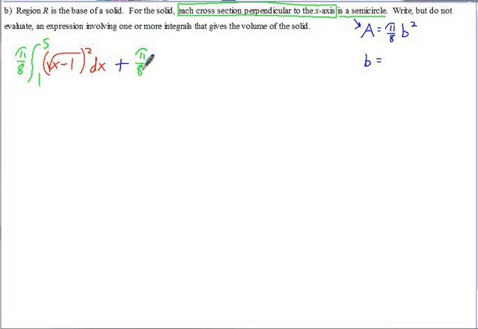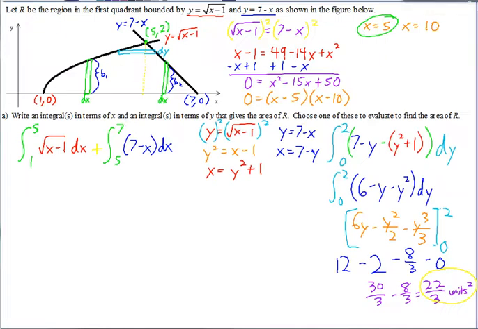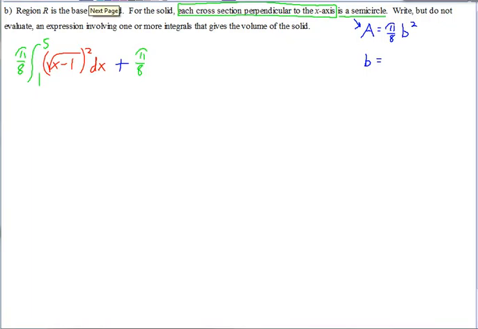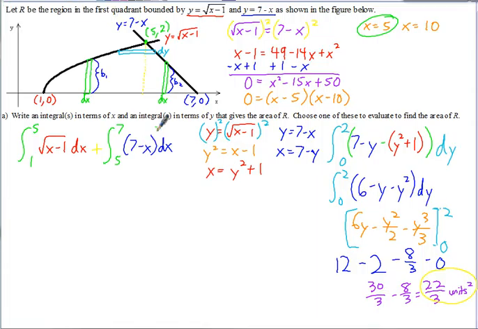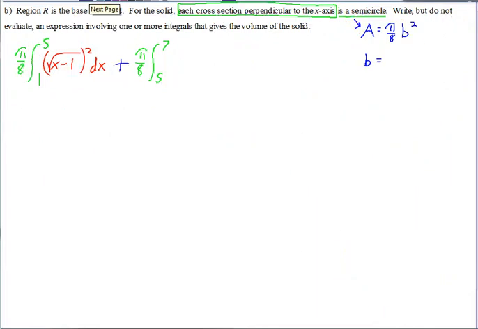pi over 8. The next one is the integral from 5 to 7. And that base was 7 minus x, but now it's squared. And if we could work out each of these, it's not too bad to integrate.